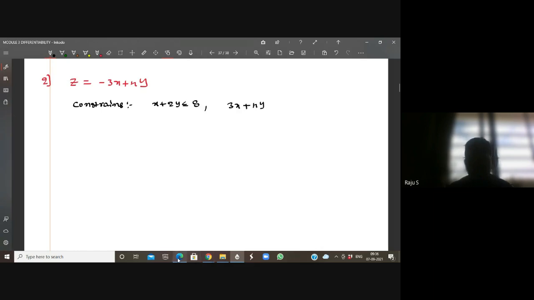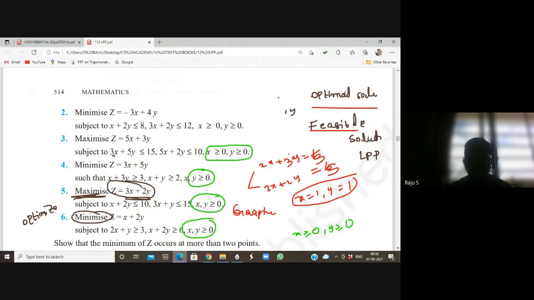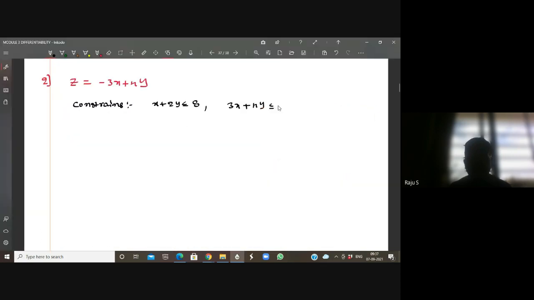3x + 2y. See, if you look at most of the questions, they give both as lesser than for minimum, and both as greater than for maximum. They don't give one lesser than and one greater than, except in rare cases. Here in question number 2, lesser than, greater than, and so on. So your constraints are 3x plus 2y lesser than or equal to 12.